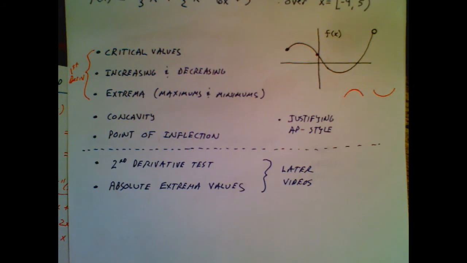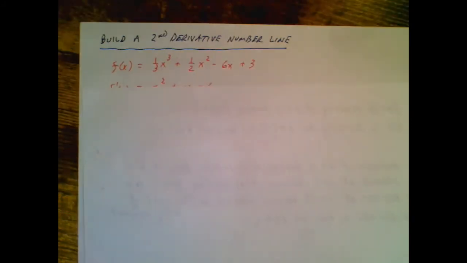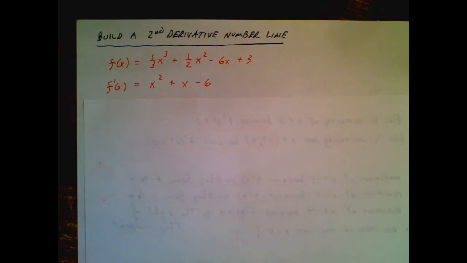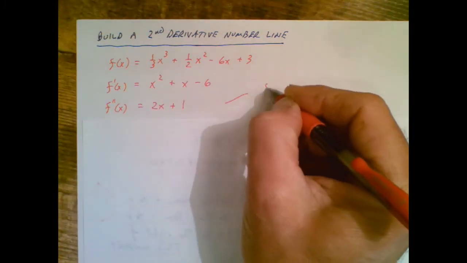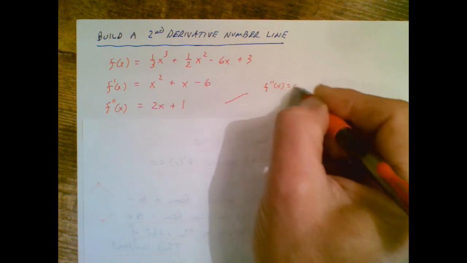So we're now going to build a second derivative number line. The good thing about building the second derivative number line is that it is not much different at all than what you were doing when you built your first derivative number line. So let's get at it. Here's my original function we've been working with. Here's my first derivative. We've worked with that for a while, but now we move on to the second derivative. And we're going to do the same thing we did when we built the first derivative number line. I'm going to ask myself, when does my second derivative equal 0?